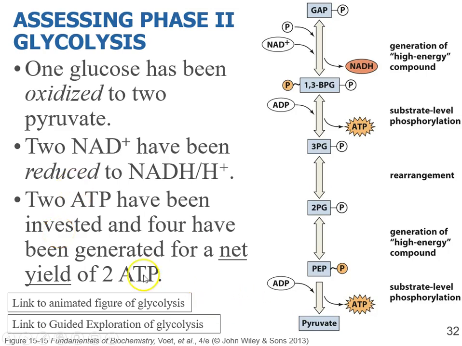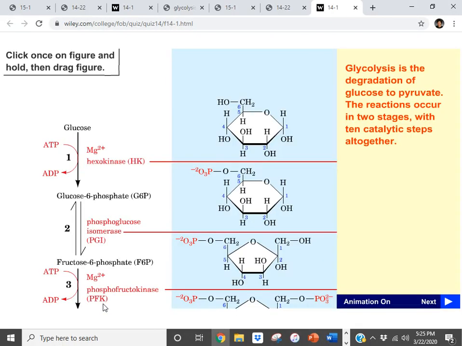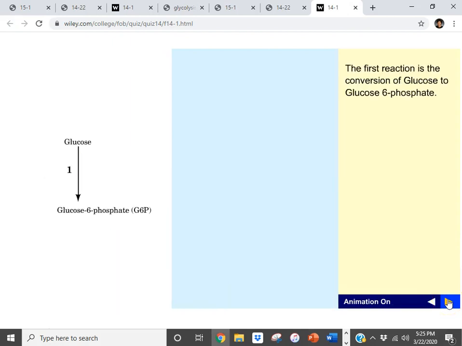So let me show you these resources here that you can look at on your own. So this is just an animated figure right here. And what it does is it goes step by step. So we have glucose to glucose 6-phosphate.